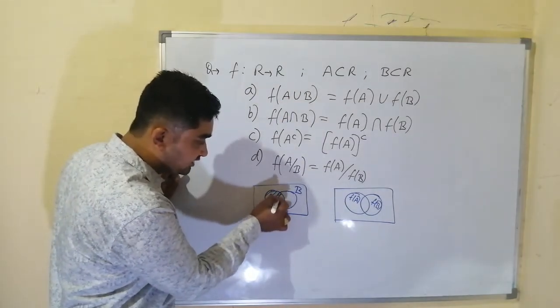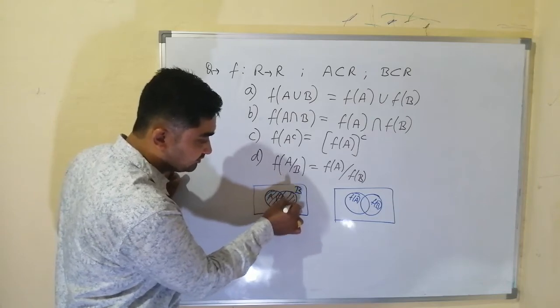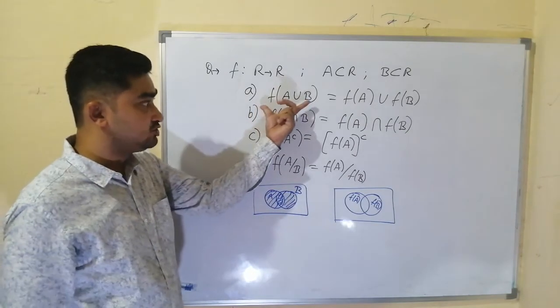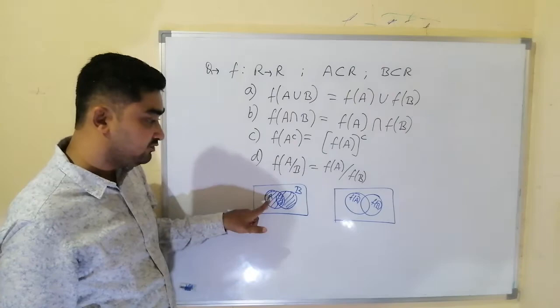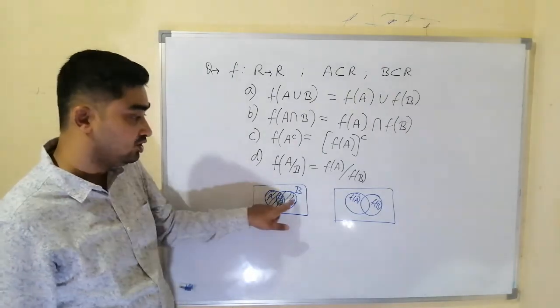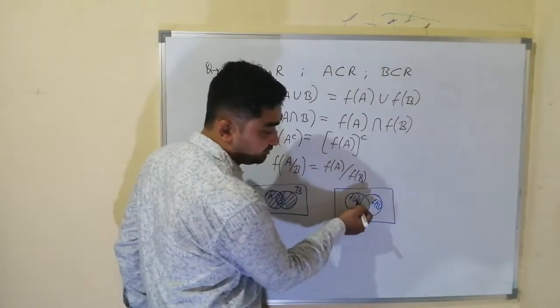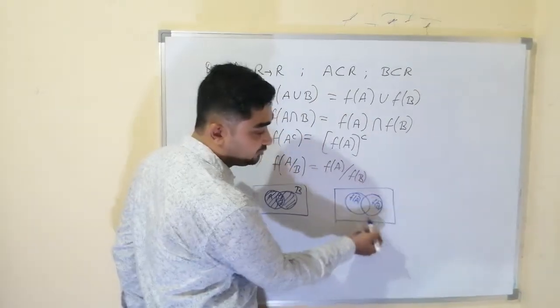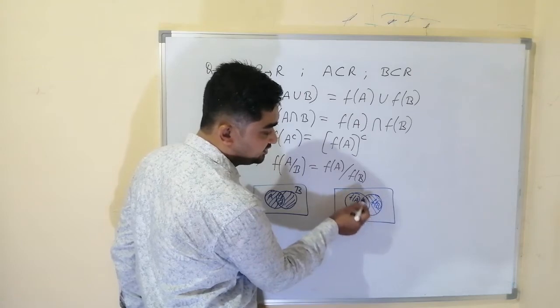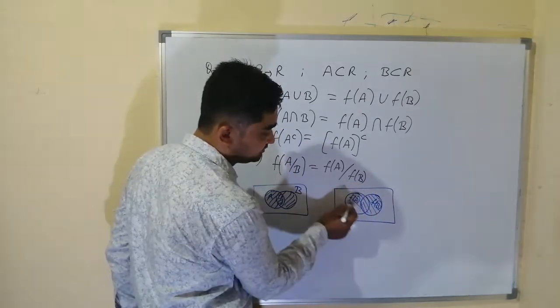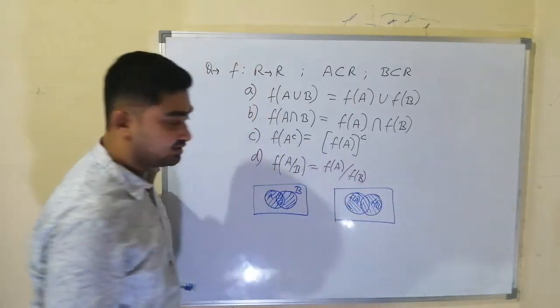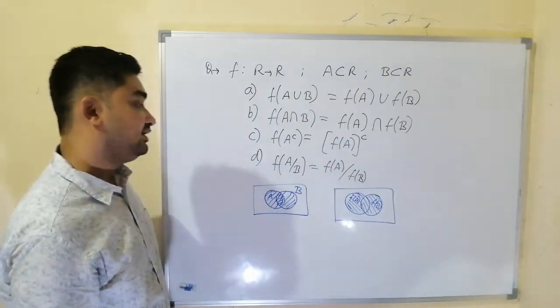This total shaded region is A union B. So the left hand side of option A is the output when the input is this shaded region, either A or B or both. The right hand side is f of A union f of B, which is this total shaded region. Is it true? Yes, it is true.